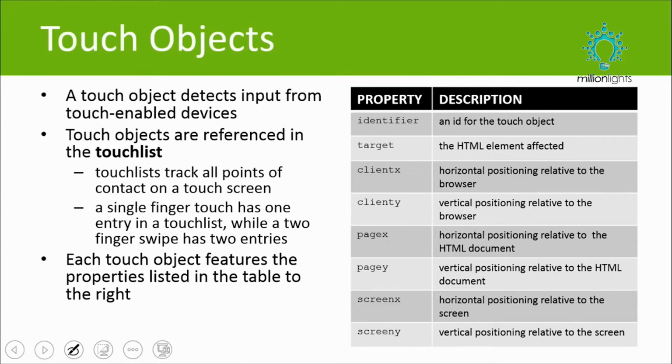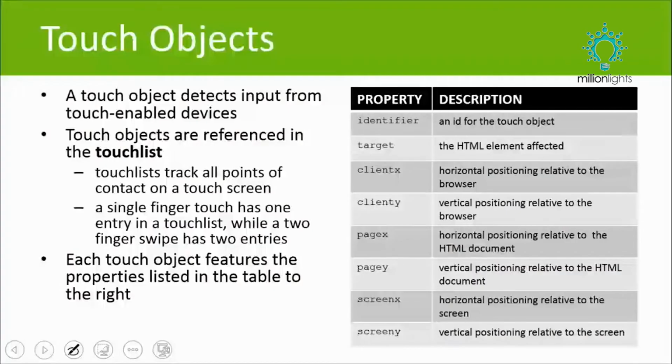All right, so there are also different touch objects that we utilize with touch events, right? A touch object is going to detect input from touch-enabled devices. They're added to something called a touch list, and a touch list is going to track all points of contact on a touch screen, right? So if you touch a touch screen with a single finger, that entry is going to be added to the touch list. Whereas if you touch something with your index finger and then your middle finger, both of those are going to create two different touch objects, which are then both going to be added to a touch list.